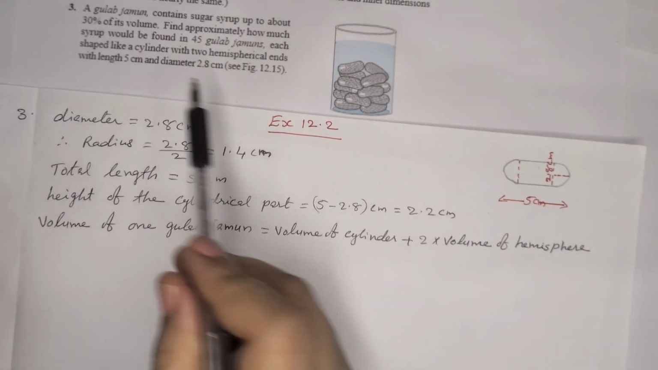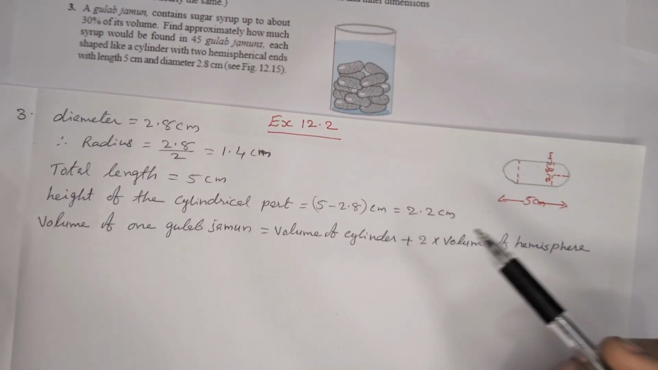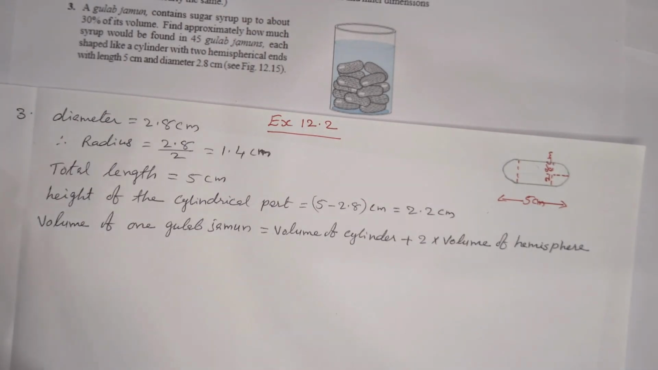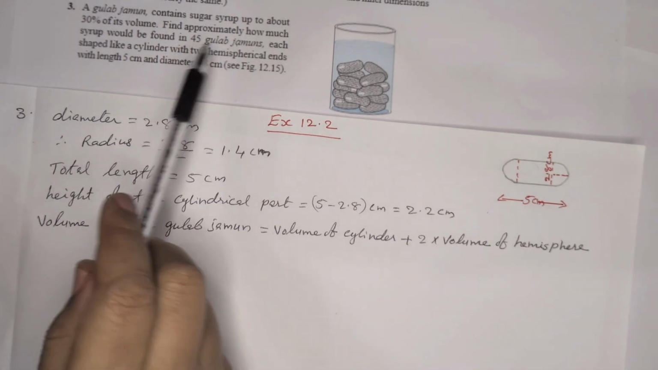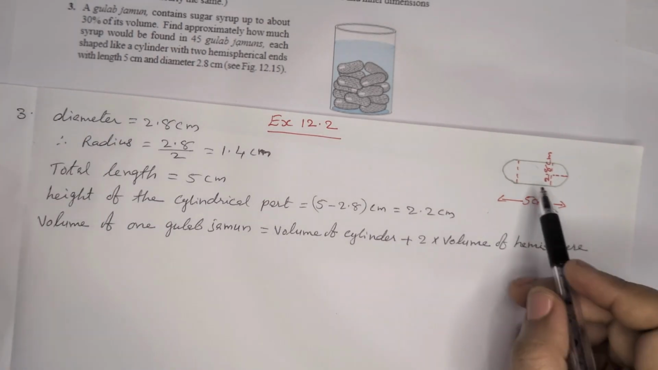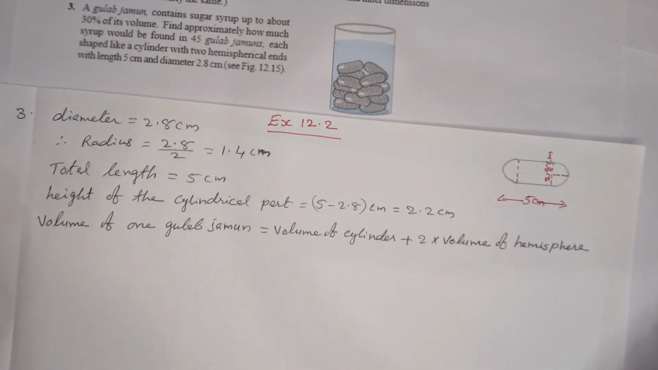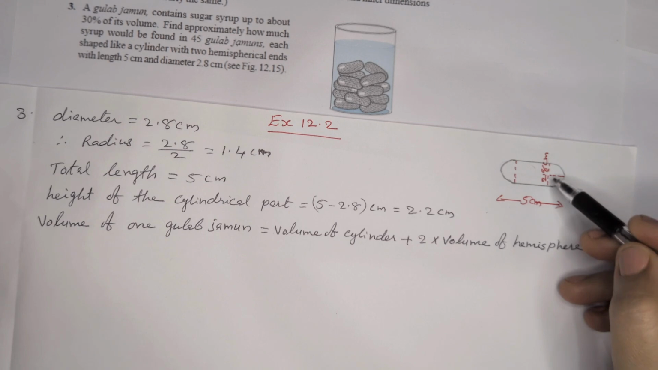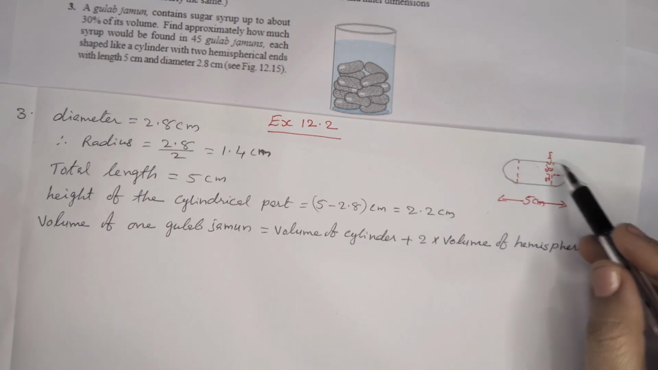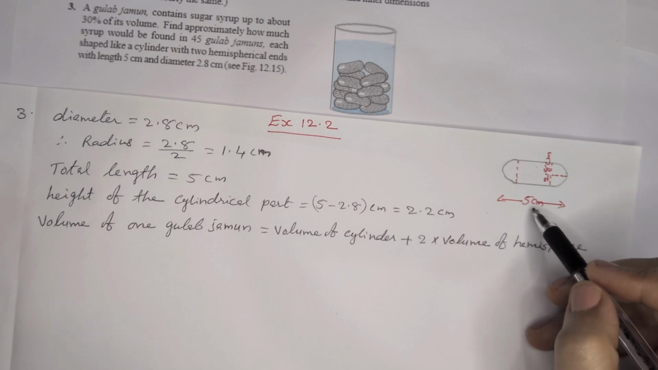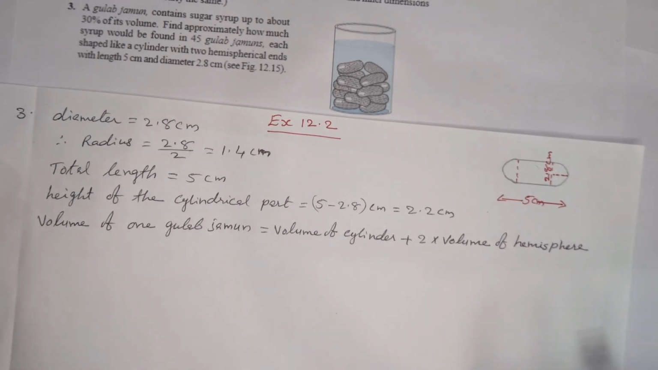Third question. A gulab jamun contains sugar syrup up to about 30% of its volume. Find approximately how much syrup would be found in 45 gulab jamuns, each shaped like a cylinder with 2 hemispherical ends, with length 5 cm and diameter 2.8 cm. So first we can consider one gulab jamun. Total length is given as 5 cm and diameter 2.8 cm.